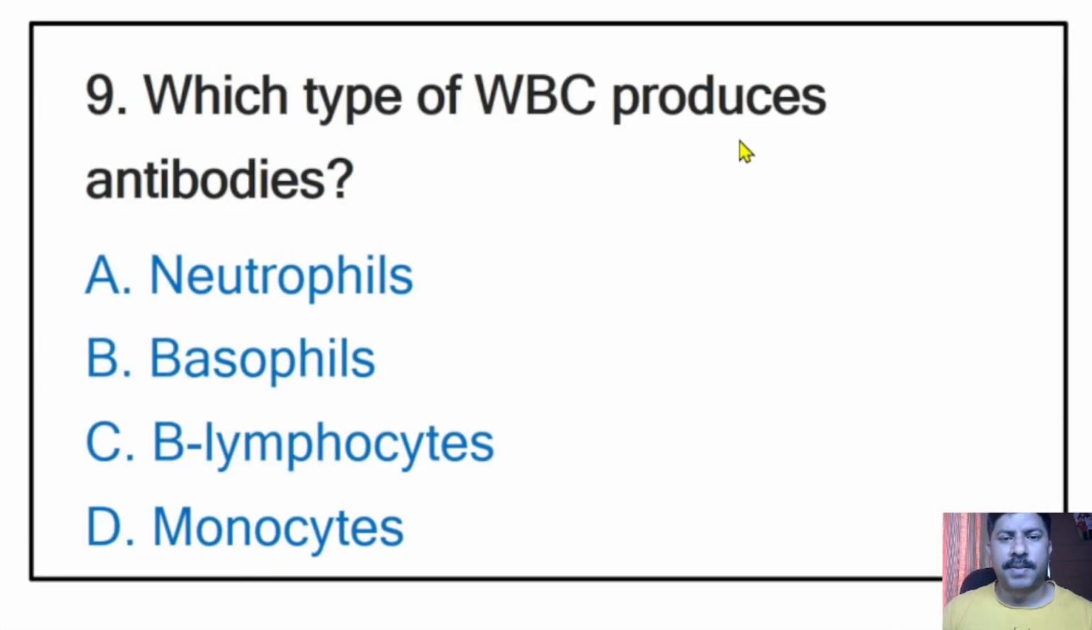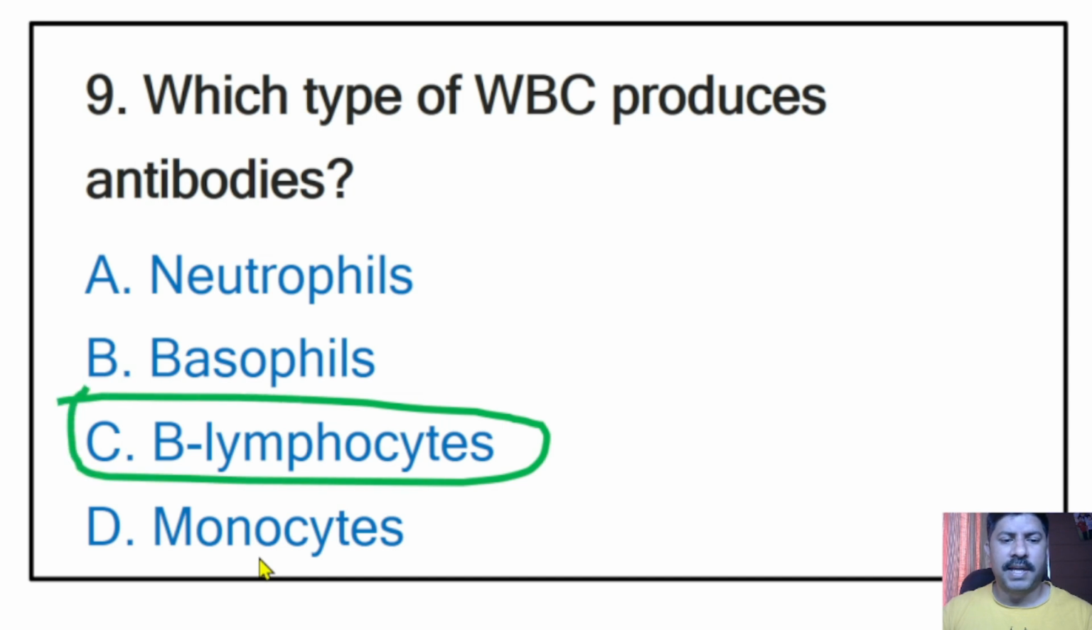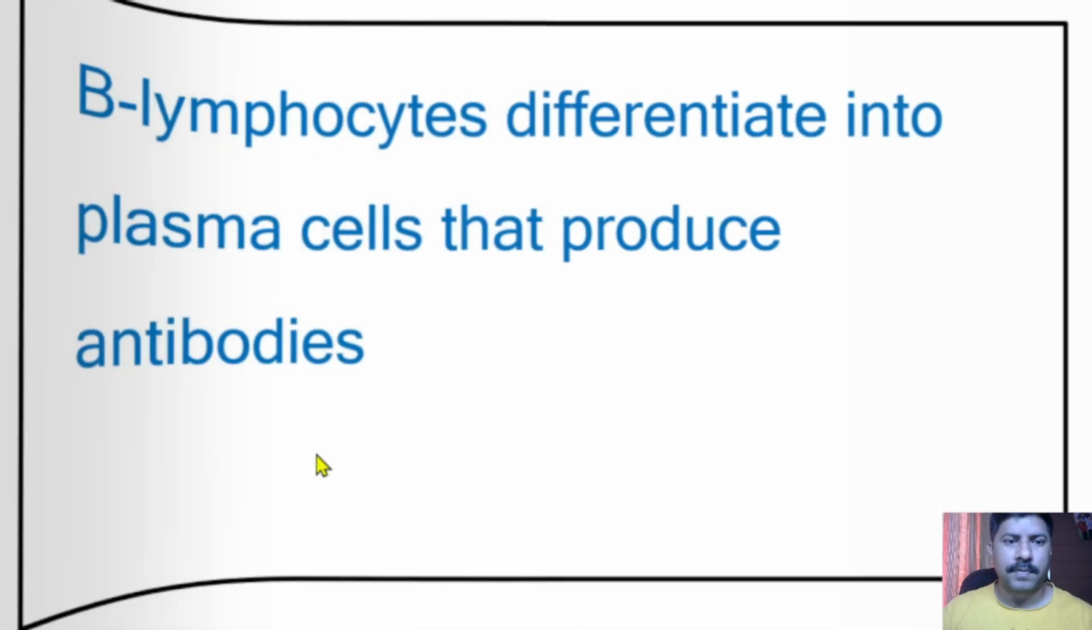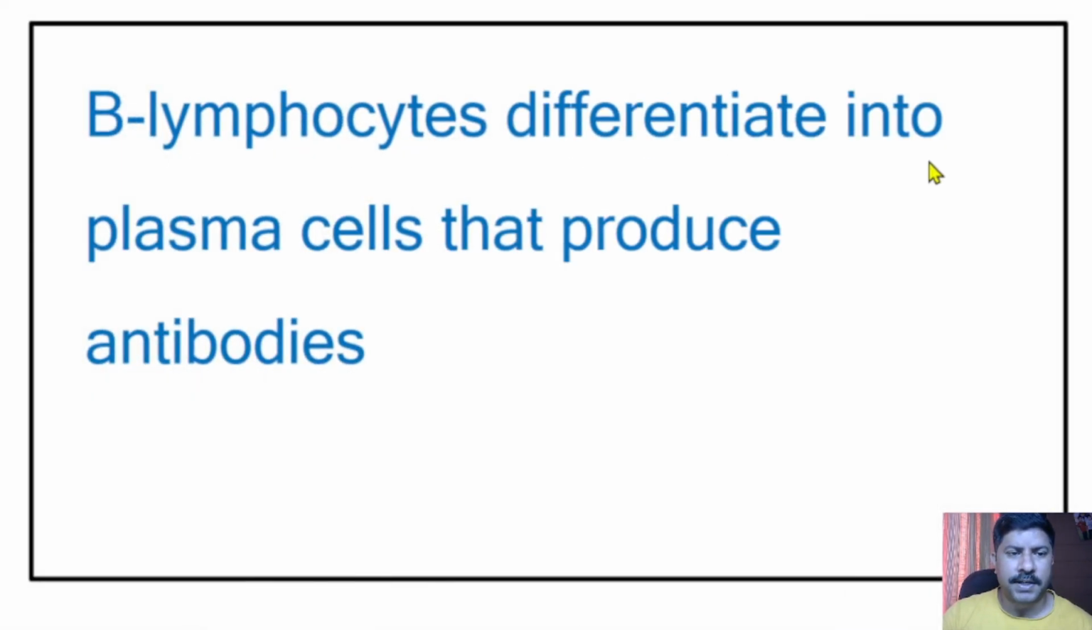Which type of WBC produces antibodies? Neutrophils, basophils, B lymphocytes, monocytes. The correct answer here, B lymphocytes. B lymphocytes differentiate into plasma cells that produce antibodies.